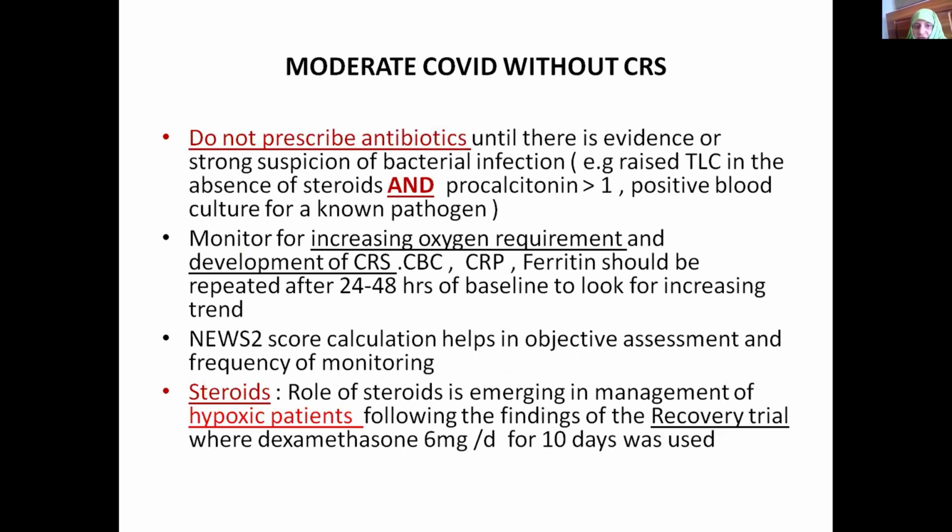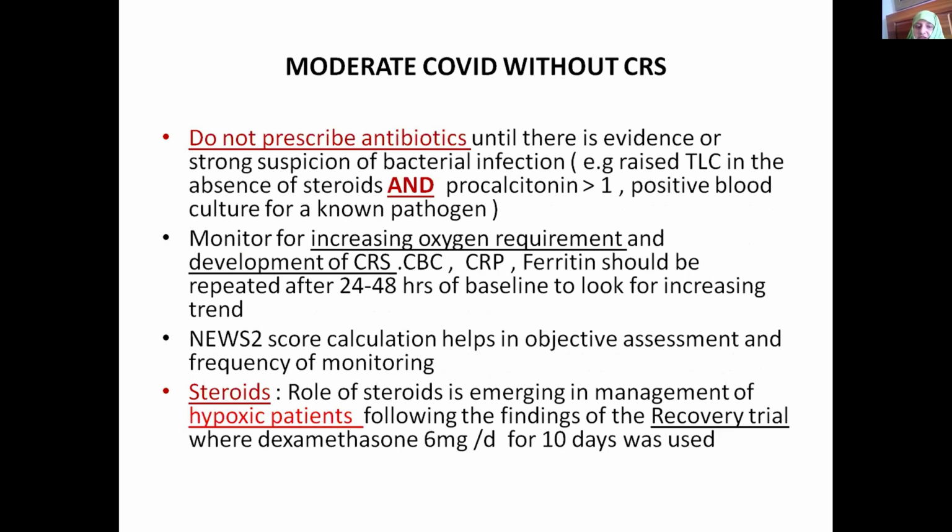As I said, do not prescribe antibiotics if the procalcitonin is not raised, and monitor for increasing oxygen requirement and development of CRS. This is of the utmost importance, and for that you should have some objective scoring like the μ2 score calculation, so that you know whether the patient is progressing in his disease or remaining stable.